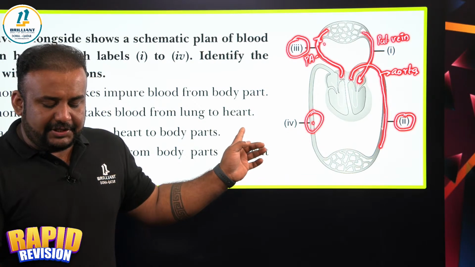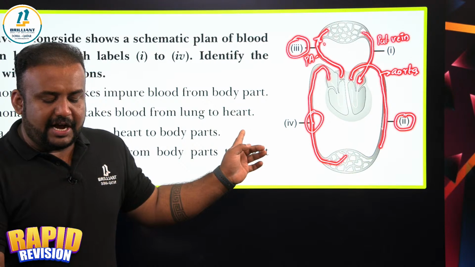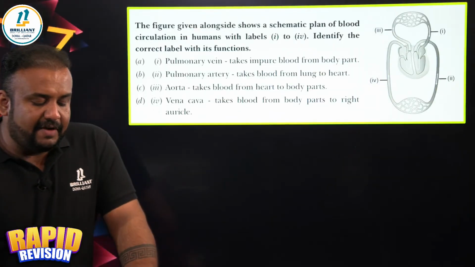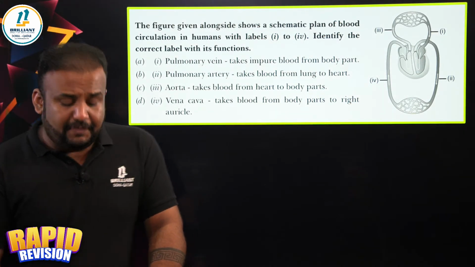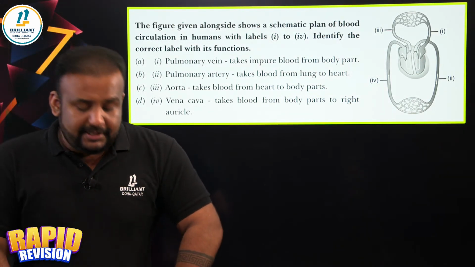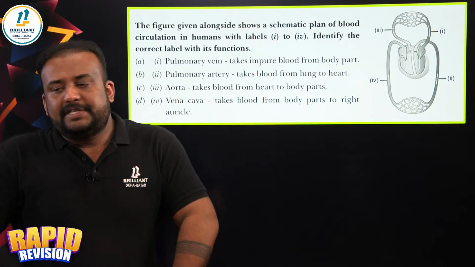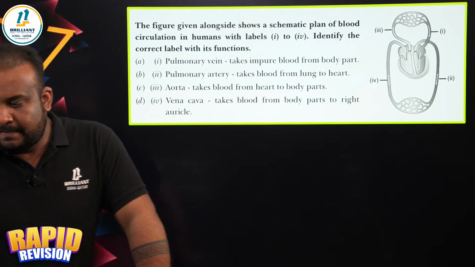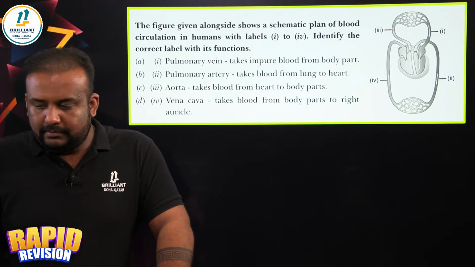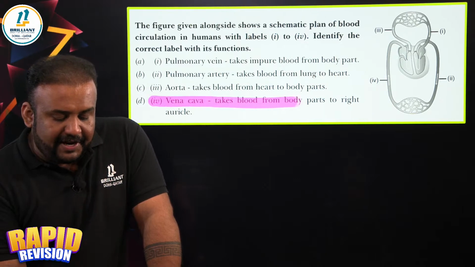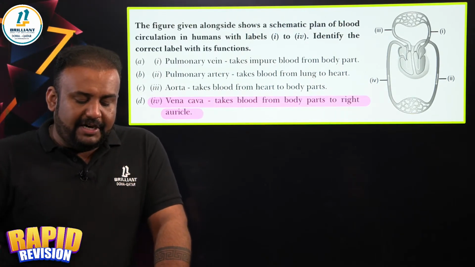And then the fourth one is showing that from the tissues it's going to the heart. That means it should be the vena cava, right? It should be the vena cava. So read the options and tell me which one you think is more fit for the question. Yes, option D would be more accurate because the vena cava takes blood from the body parts to the right auricle.